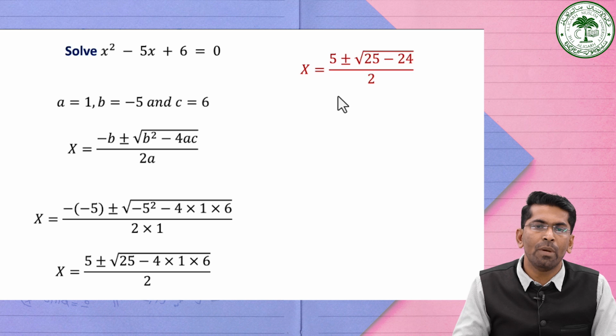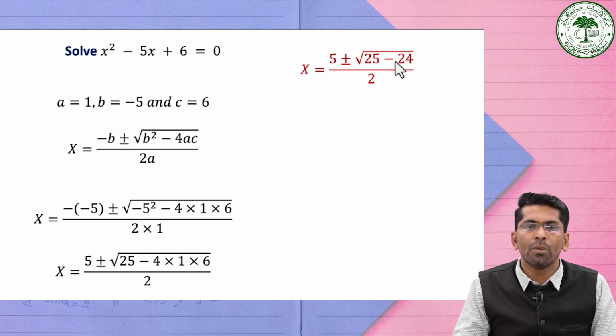So if we simplify it, 4 into 1 into 6 is equal to 24. So in the under root, we have 25 minus 24, whole divided by 2. Here we can simplify again: 5 plus or minus under root 25 minus 24, which is under root 1, divided by 2. So root 1 is equal to 1. So 5 plus or minus 1 divided by 2.